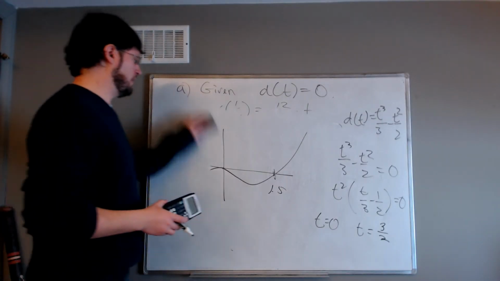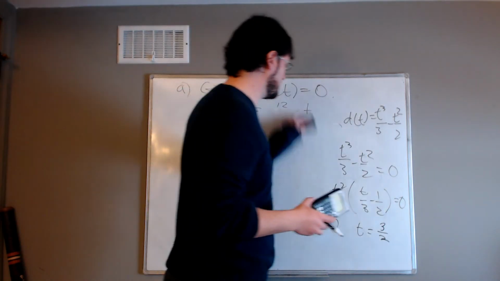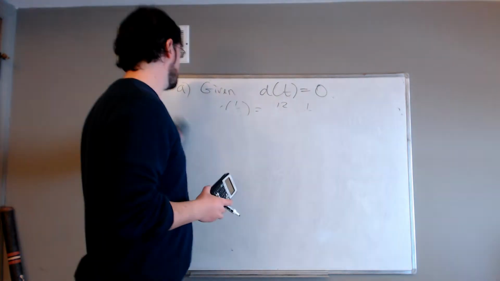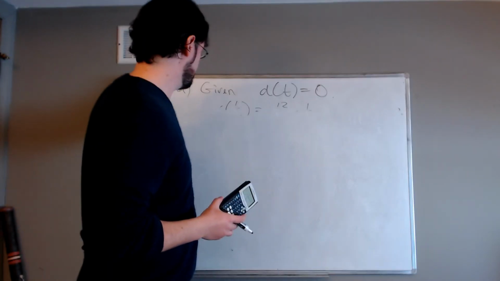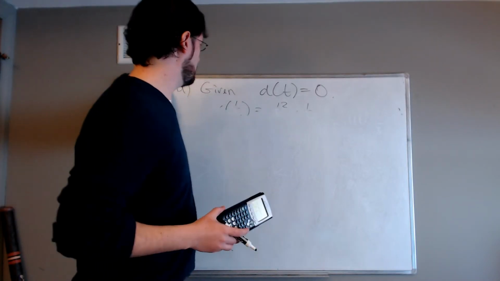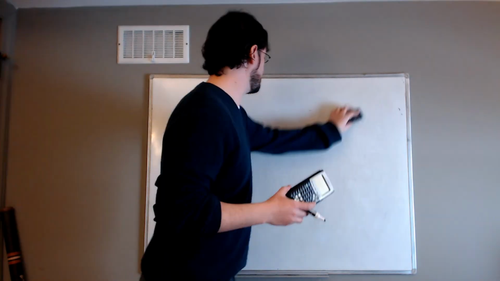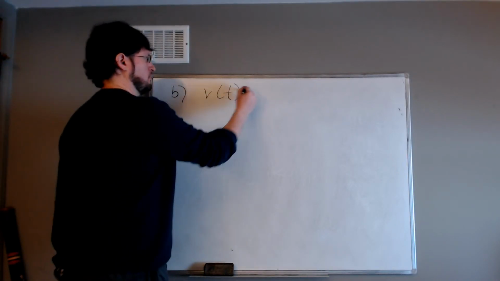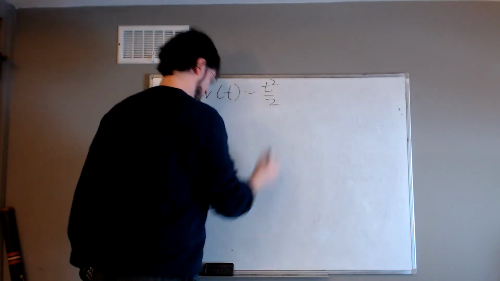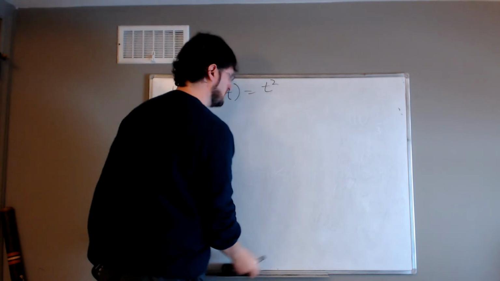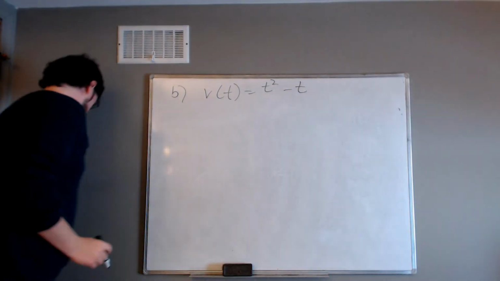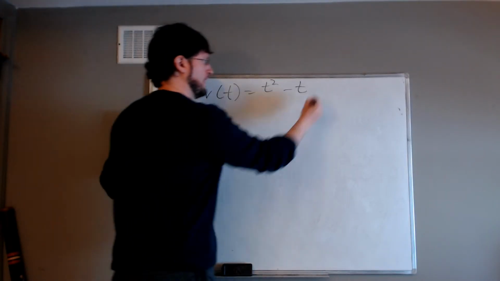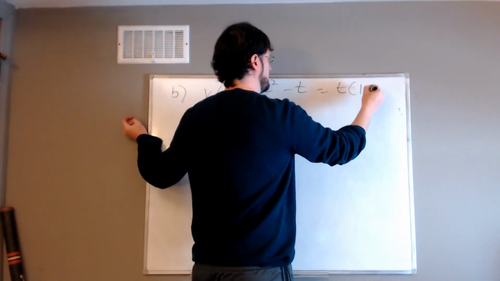Okay, now the next part, B, find the distance traveled. Well, that's different. The distance traveled is different, and let's think about why. Velocity, remember, was t squared minus t. What does that velocity look like? If I were to graph that velocity, that's t times t minus 1.